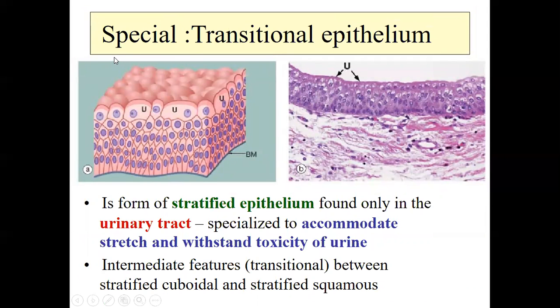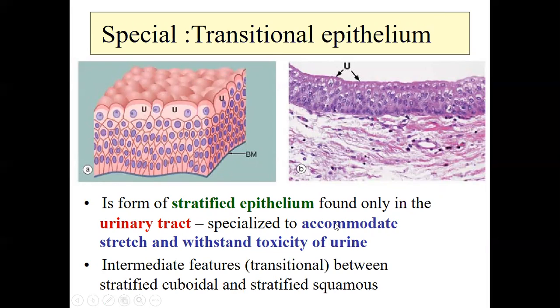And then the second special type of epithelium is the transitional epithelium. You can see here, this is the transitional epithelium. It is a form of stratified epithelium, so it has multiple layers, and it can only be found in the urinary tract. You cannot find this type of epithelium in other places. It can only be found in the urinary tract.